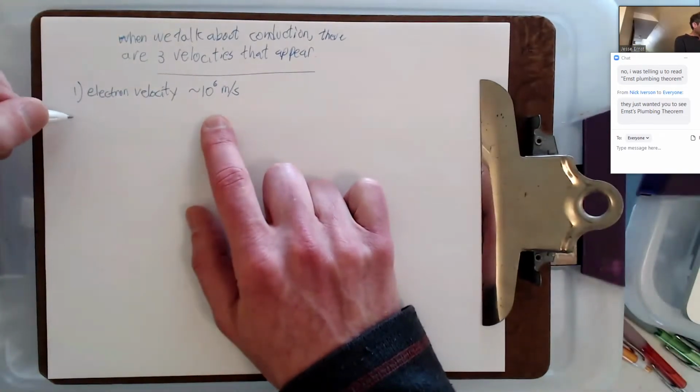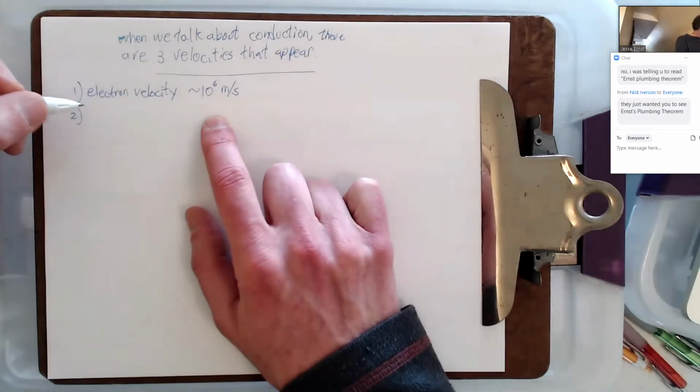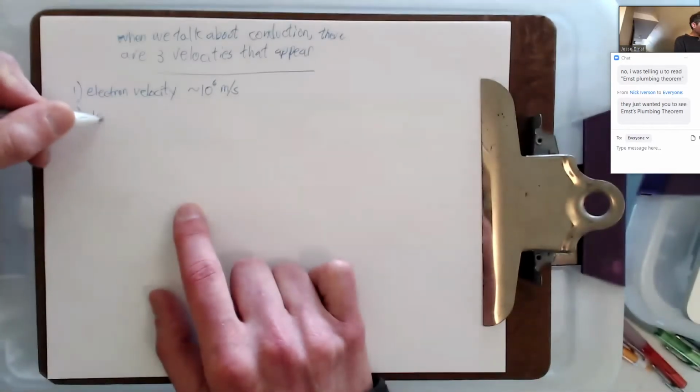The second velocity that comes up is what's called the drift velocity.